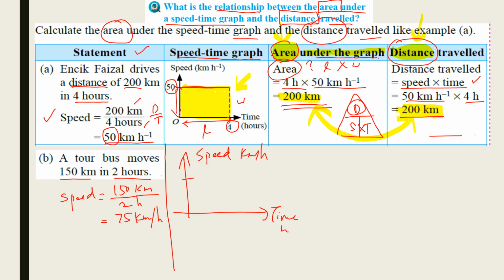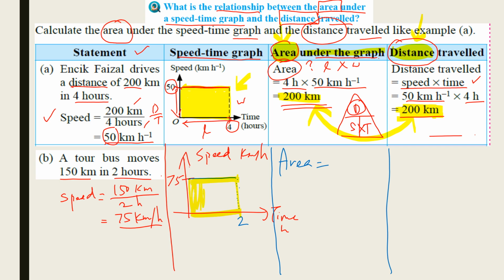So you get 75, right? The speed is 75 kilometer per hour, and then the time is 2 hours. So your graph should be like this. Okay, and this one is 2 hours. Yeah, and then you find the area. So area is once again, this is the area under the graph.